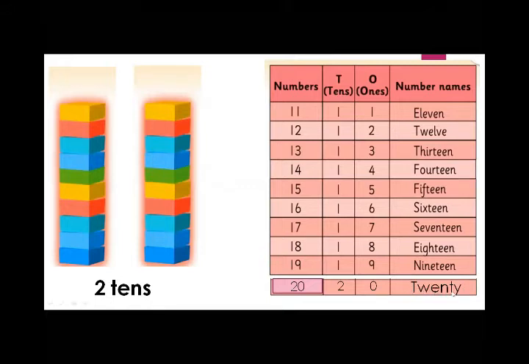T-W-E-N-T-Y. 20. So this is the numbers 11 to 20, and these are the spellings of 11 to 20. And this is the place value chart for putting the number in the proper place. How many ones and how many tens? In 16, how many ones? 6 ones. And how many tens? 1 ten. So this is a place value chart. I hope you have all understood this topic very well.